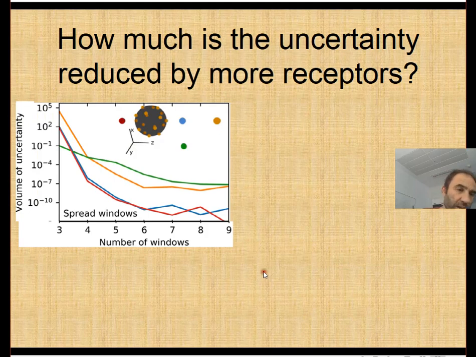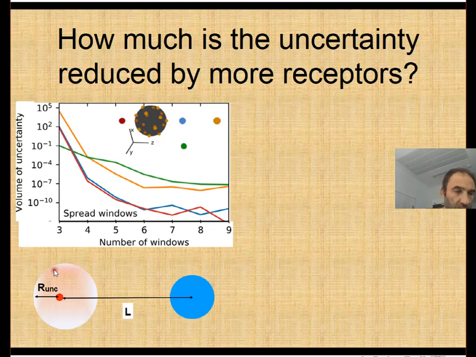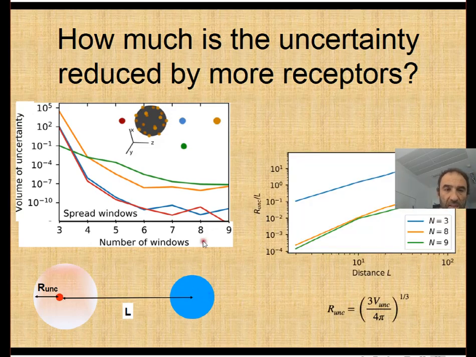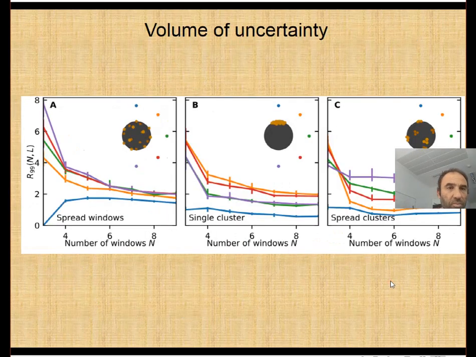So we then ask the question, how is it possible to reconstruct the volume of uncertainty if you add, for example, a random noise into the fluxes? And these are examples of how this volume of uncertainty decays when you increase the number of windows. So we have here this uncertainty radius, L is the distance to the source, and so we show here different quantities, such as how it increases with the distance L.